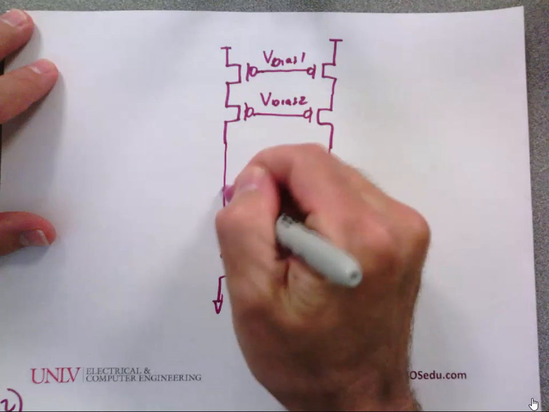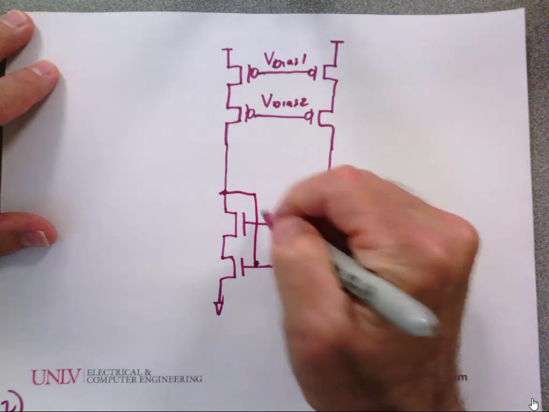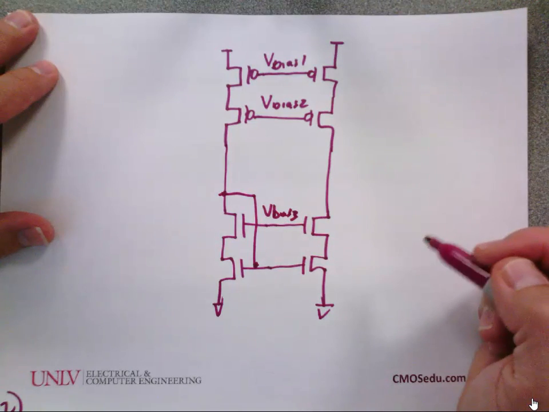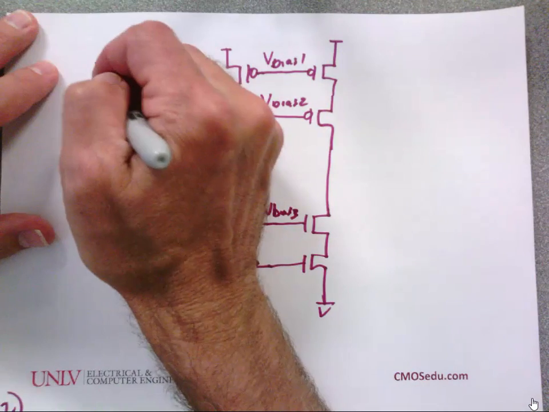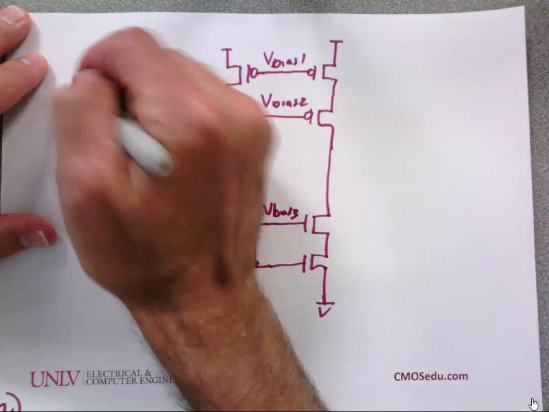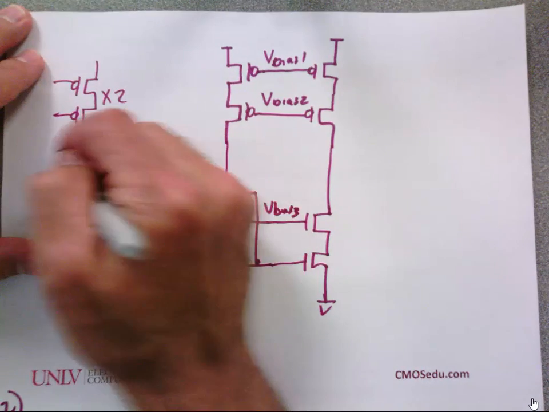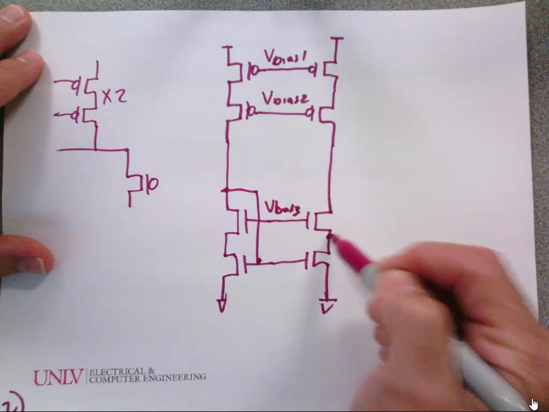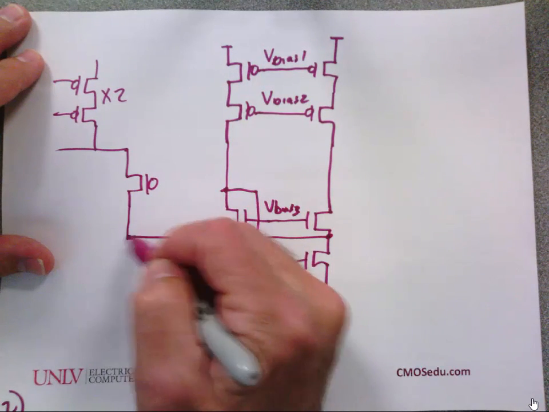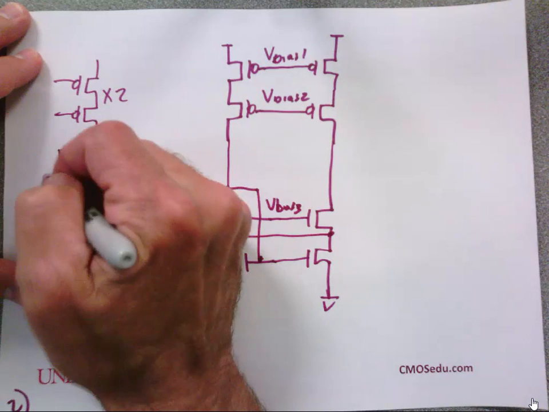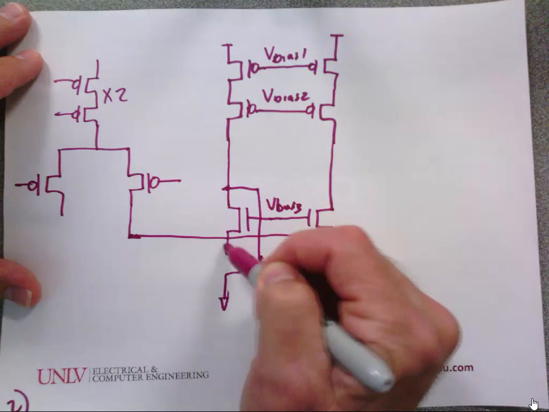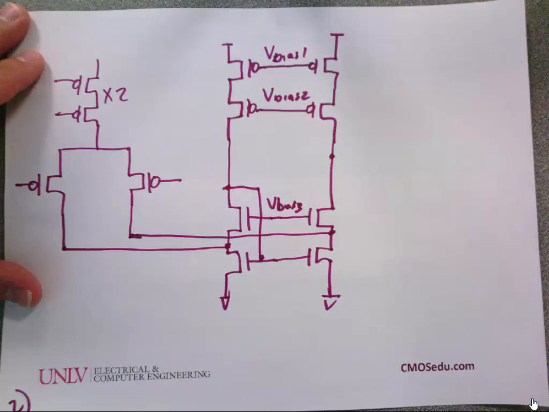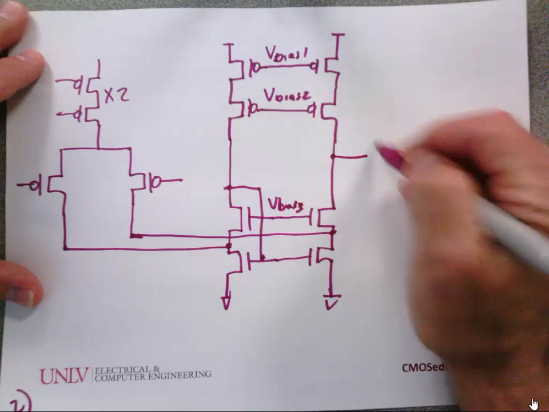And I'm going to diode connect this and connect this to V bias 3. Then I'm going to come over here and run this out. I'm not going to put the output buffer on for the beginning. I just want to explain the operation. I'm going to call this V out.